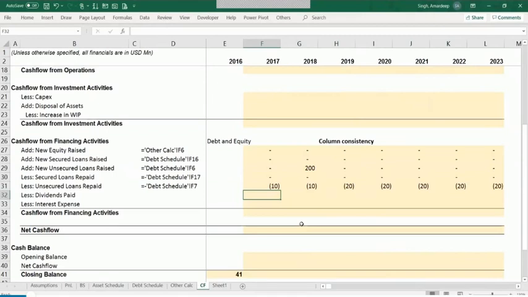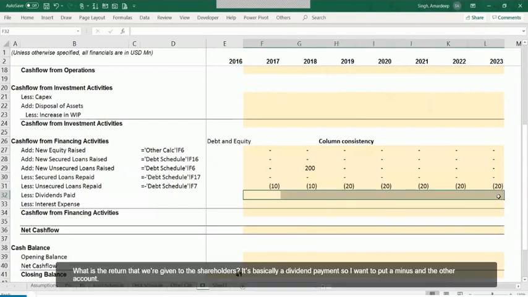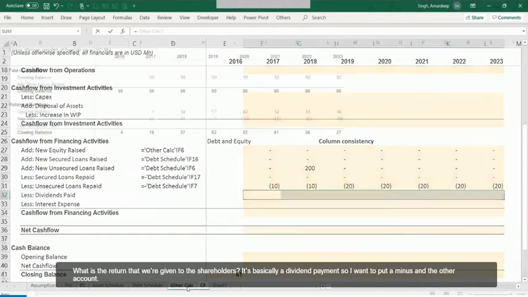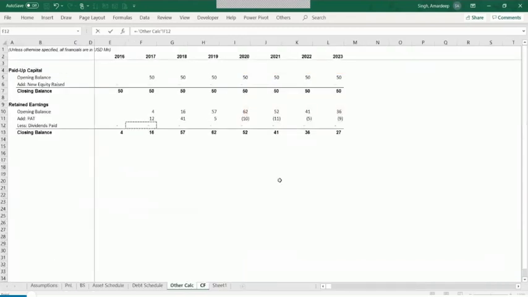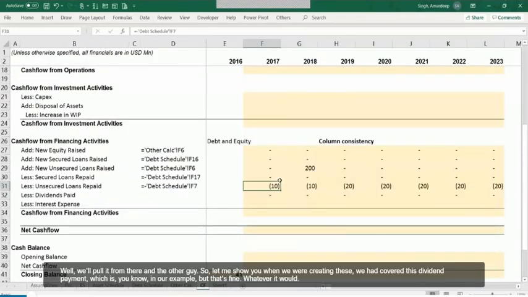Right? So this covers the debt component. Then comes the equity part. Now on the equity, what is the return that we are giving to the shareholders? It's basically a dividend payment. So I'm going to put a minus. In the other calc sheet, we've got a dividend payment here in row number 12. So we'll pull it from there.